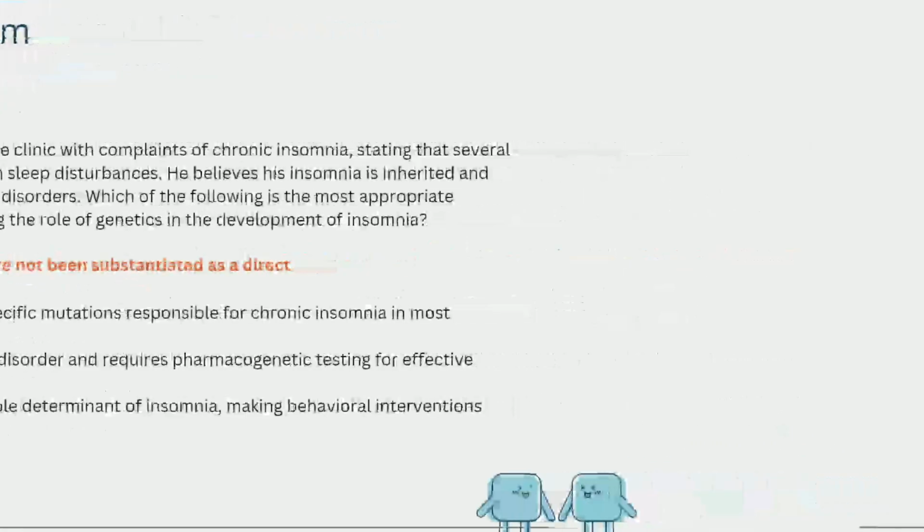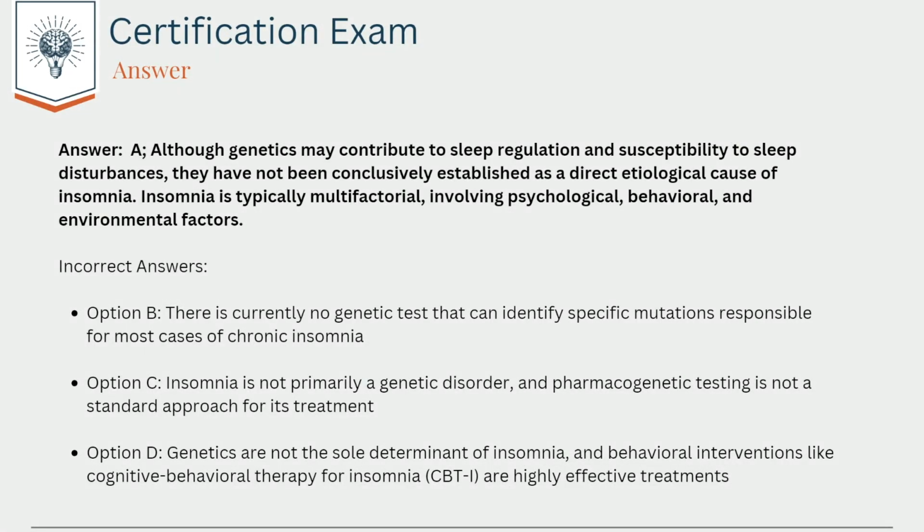So research has shown that genetics can influence sleep patterns and a person's susceptibility to sleep disturbances. Certain genes related to circadian rhythm regulation, like the PER3 gene, have been linked to sleep disorders. However, insomnia is multifactorial. So psychological stress, behavioral habits, medical conditions, and environmental factors do play a significant role. The Academy of Sleep Medicine has studied genetics in insomnia, and found that there are many significant roles.